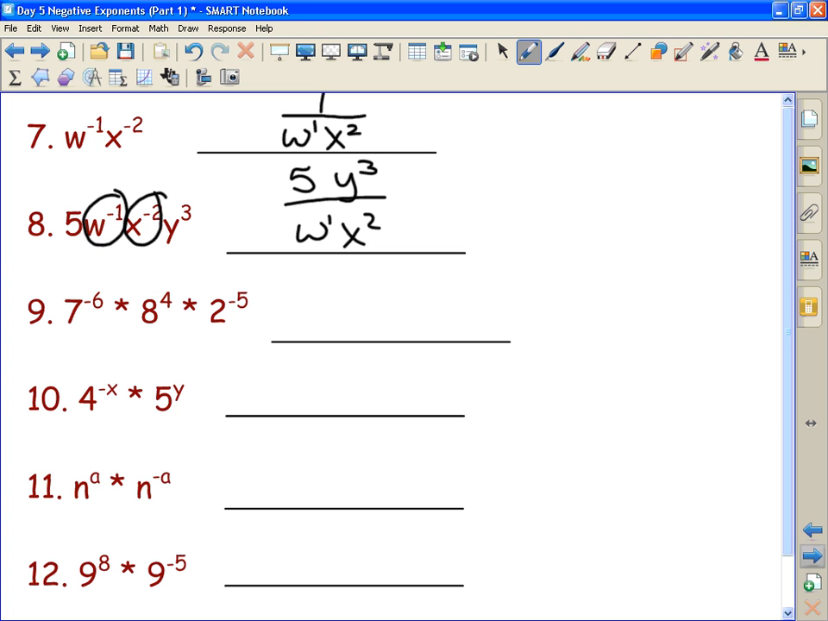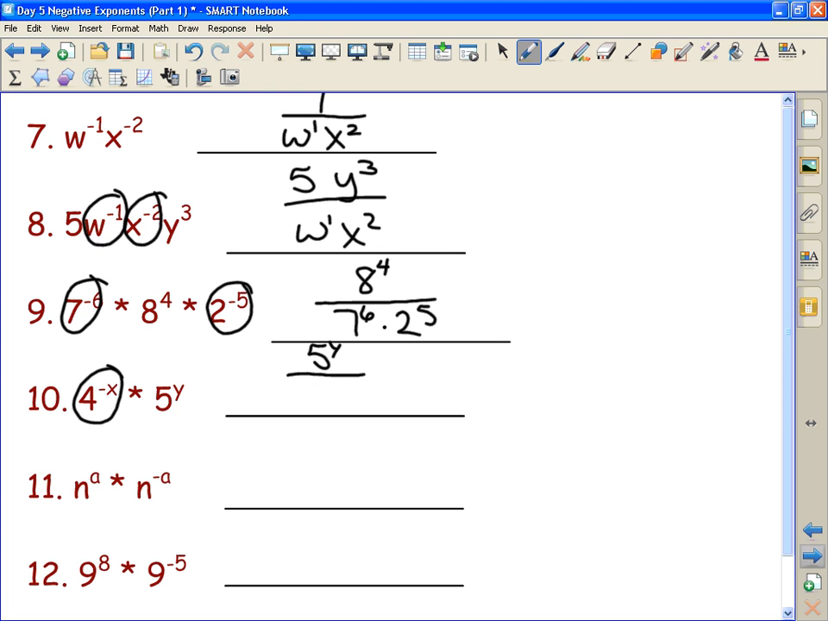Number 9, who's unhappy? The 7 and the 2. Those guys are unhappy. So we're going to have 7 to the 6th power times 2 to the 5th power on the bottom, 8 to the 4th on top. Number 10, who's unhappy? 4 with the negative X. He's unhappy. So we get 5 to the Y over 4 to the X.